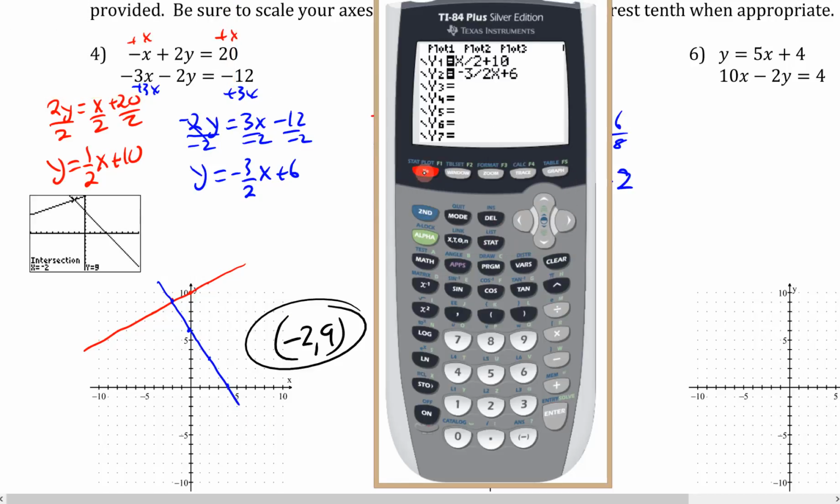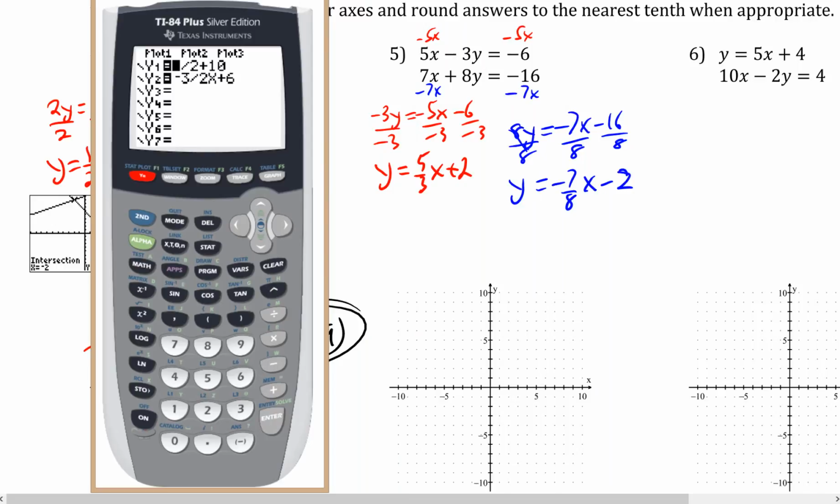And we're going to go to y equals. We're going to type those in there. So this is going to be 5 divided by 3, and put the x in there, +2. And then come down on the other one. This is going to be -7 divided by 8. And then we're going to put the x there. It's already got space for it, so we're in good shape. And then we're going to subtract 2.